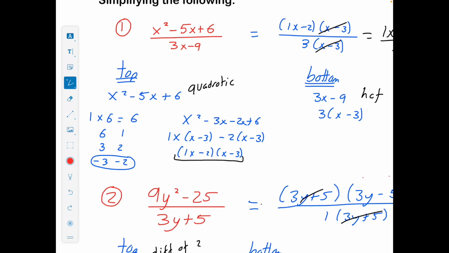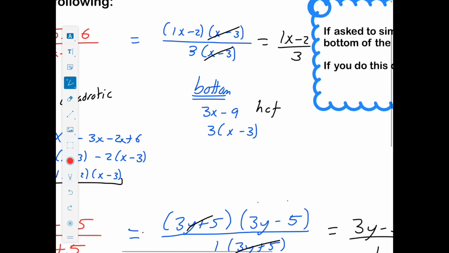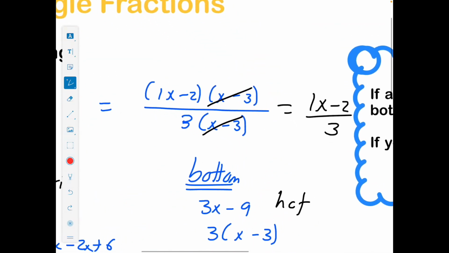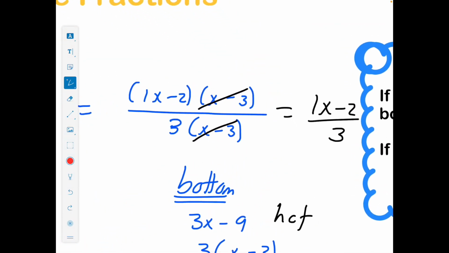Okay, so the top is quadratic, the bottom then 3x minus 9. Okay, I see 2 terms in it, so it's either highest common factor or difference of 2 squares. 3 is not a square number, so it is highest common factor, so we can pull out a 3 from both bits. Okay, now I put my top and bottom back together, and something should cancel. So we notice there's an x minus 3 on top and on bottom. Just cross them out, and you will be left with x minus 2 all over 3.